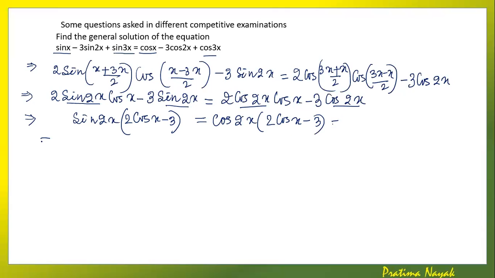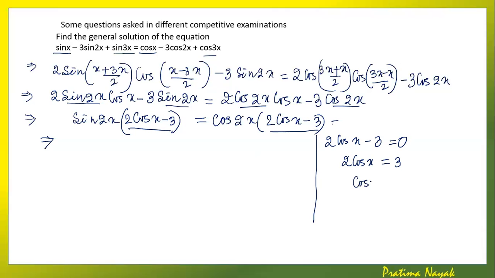So now what are the possibilities? One possibility is when we are cancelling this factor, this is also a solution, so we cannot ignore it. 2 cos x minus 3 is equal to 0. Here you may get the answer, or you may not get the answer, but it is a solution. So 2 cos x is 3, and cos x is equal to 3 by 2, which is not possible because cos x cannot be greater than 1. But you cannot ignore it.